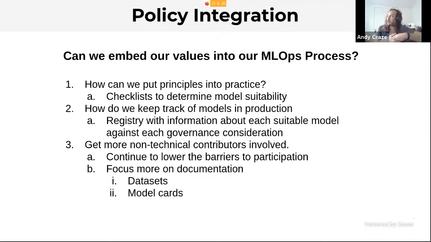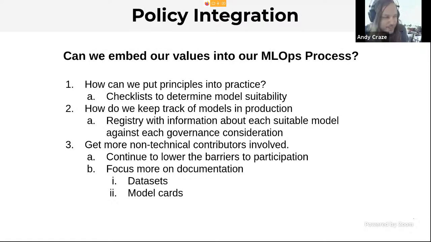refine it such that it's generic and can handle staff models, models that are not ORs, models that are computer vision, or different types of things like that. And then you can drill down and get into the nitty gritty with model cards or different reporting techniques. Also, I think the big thing is we want to do this in order to get more non-technical contributors involved. So continue to lower the barriers to participation, make an inclusive space for non-experts, newcomers, reduce that bus factor.